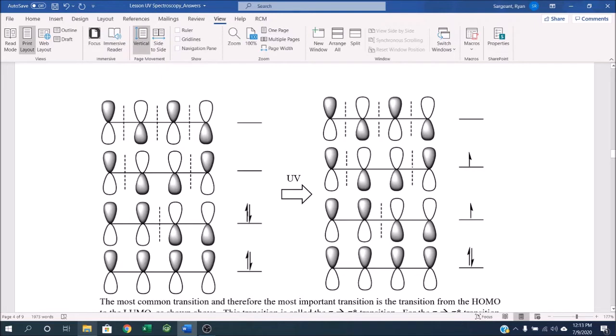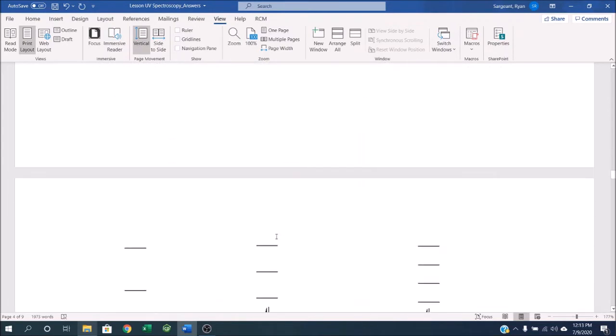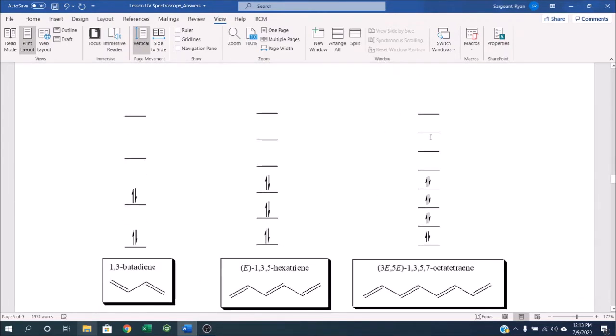And so if you have a 6x6 grid, then you're going to have 6 of these lines and 3 of them will be filled. If you have an 8x8 grid, then you'll have 8 of these lines and always half of them will be filled with electrons. So that's why these diagrams right here represent a much simpler view. 1,3-butadiene can be thought of as having 4 molecular orbitals. This would be the HOMO and the LUMO.